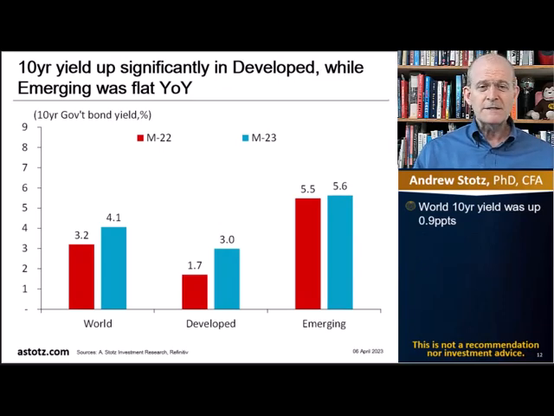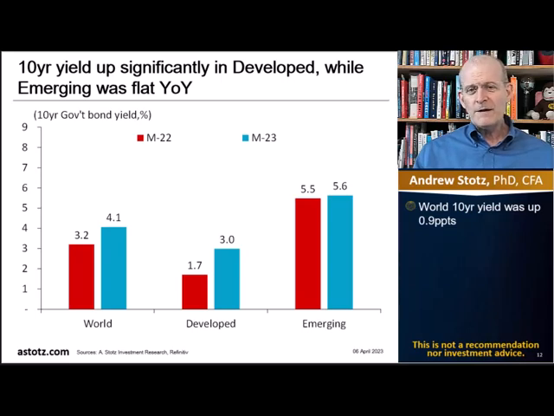Now here's where it gets more interesting. 10-year yield is up significantly in developed markets while emerging was flat. So let's look at this for a moment. The 10-year government bond yield was 3.2% 12 months ago, and as of March 2023, it's at 4.1%. That is a rise of roughly 1 percentage point.